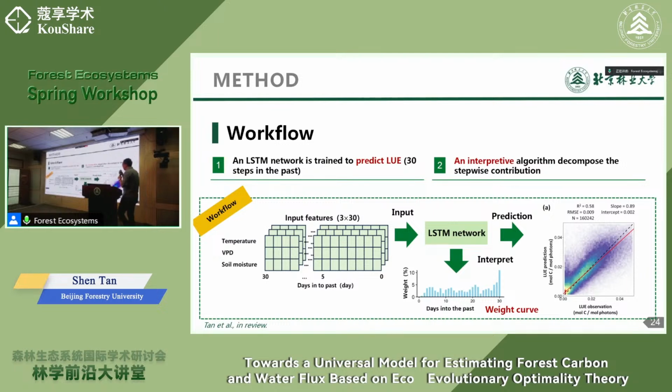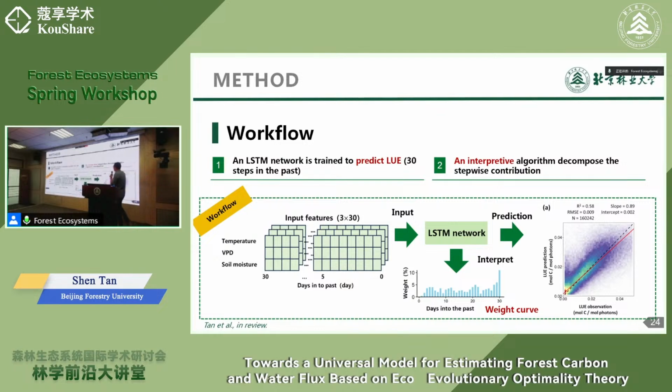The first step is that I employ the temperature, the vapor pressure deficit, and the soil moisture to predict the light use efficiency, because we think the light use efficiency is mainly determined by these three environmental factors. I cut the entire time series of environmental factors into slices of 30 days, and then we train the LSTM, the deep learning network. LSTM is the long short-term memory deep learning network, and this network works for time series data prediction. We train this network to predict the light use efficiency here, and we received a very satisfactory light use efficiency prediction.